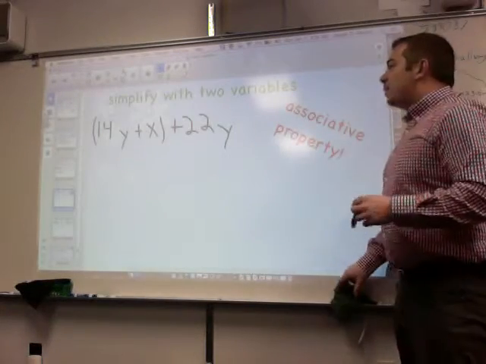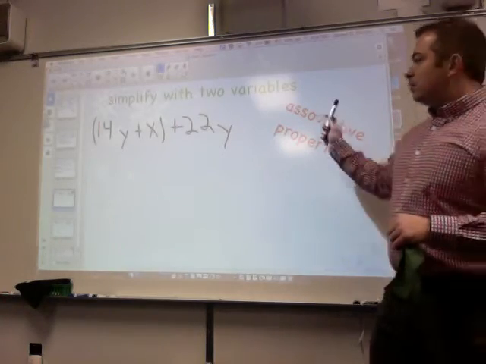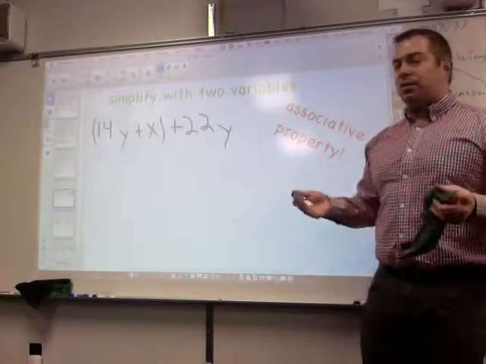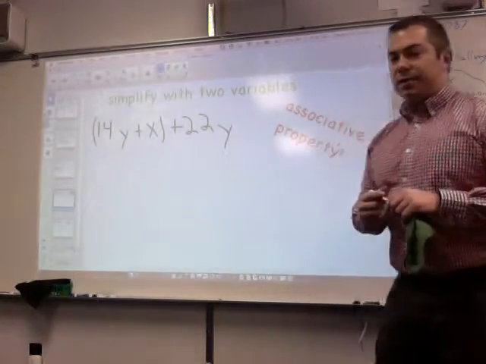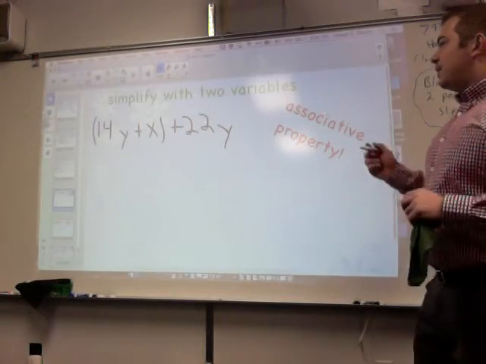Now I'm going to simplify with 2 variables using my associative property. All right? 2 variables. I have x and I have 2 y's. So that's 3 variables total, but 2 different kinds of variables. Because it's all adding, I could switch things around because of the associative property.